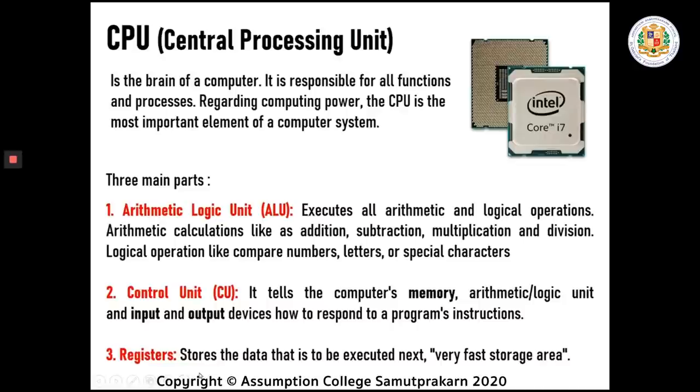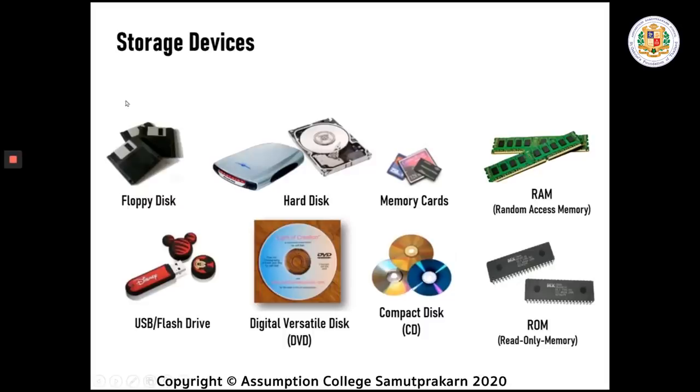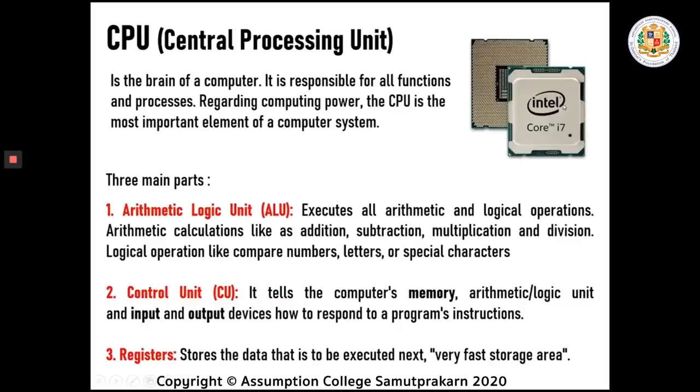And number three, registers in CPU. Okay, it stores the data that is to be executed next. Very fast storage area. See? On the CPU, this is the brain of the computer. So all the applications that you are going to use should go to this process, and the CPU will handle it. So the better the CPU or central processing unit or processor you installed in your computer, the faster it is.